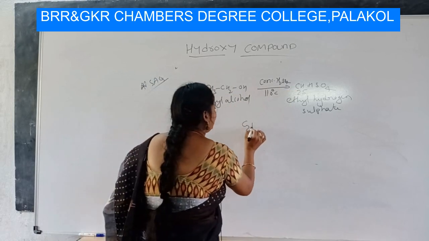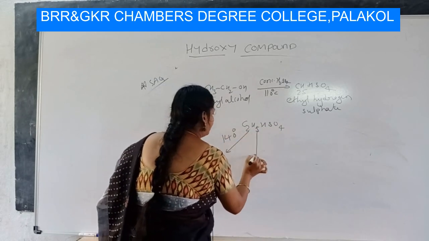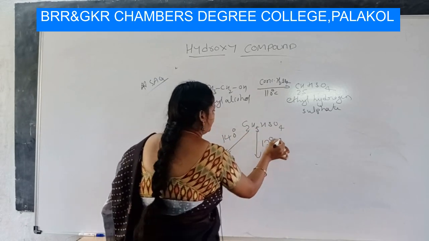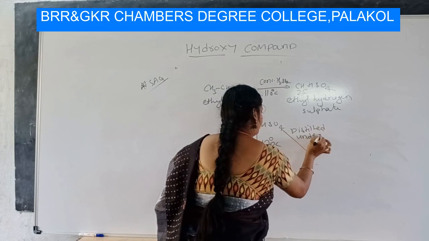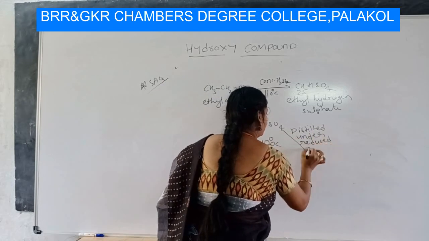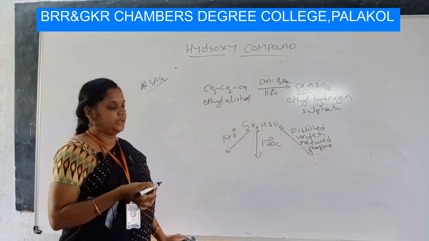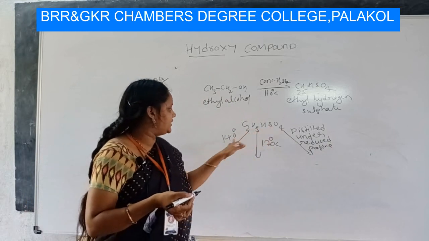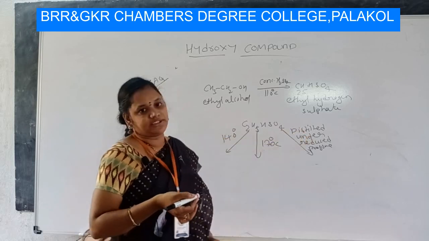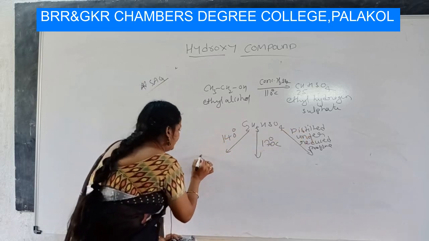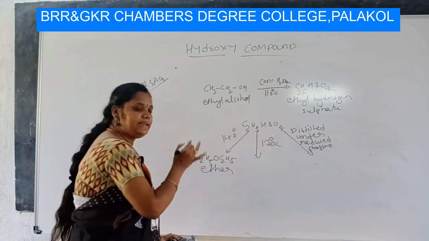Now, what happens to this ethyl hydrogen sulfate at 140 degrees centigrade, at 170 degrees centigrade, and when distilled under reduced pressure? When ethyl hydrogen sulfate is treated at 140 degrees centigrade, diethyl ether is formed.